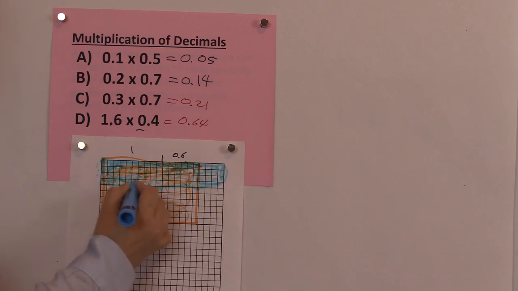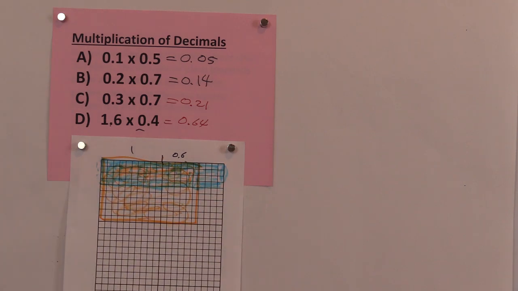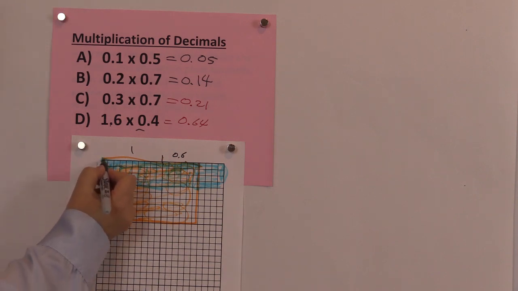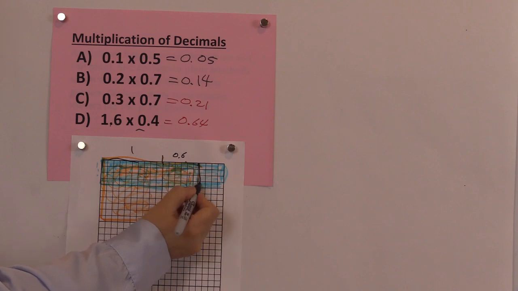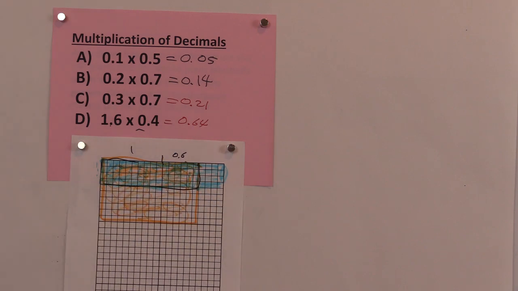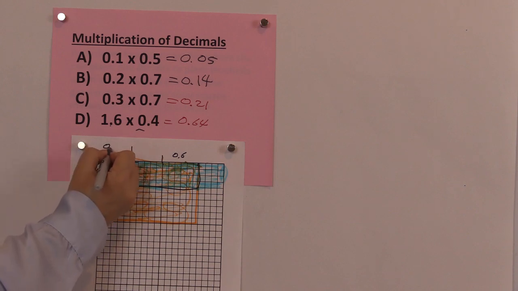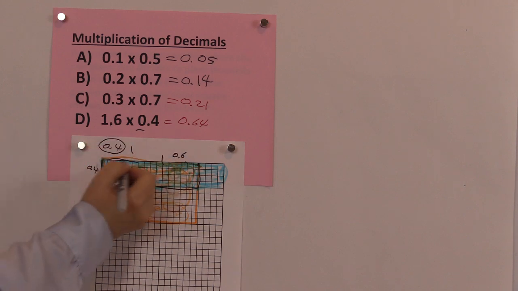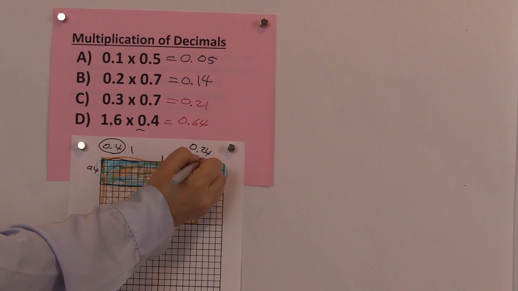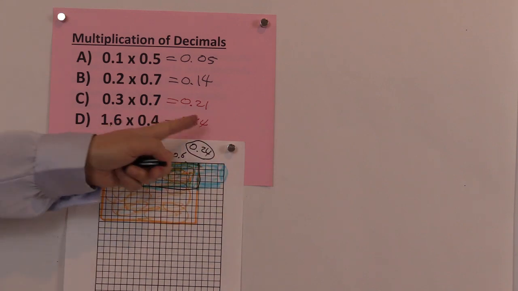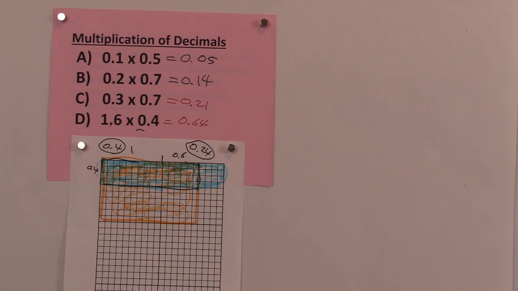And you can see the double shaded part more easily, right? So the double shaded part is here. Then I can count how many hundredths I have. Same thing here. This is 4/10, and my answer is 64 hundredths.